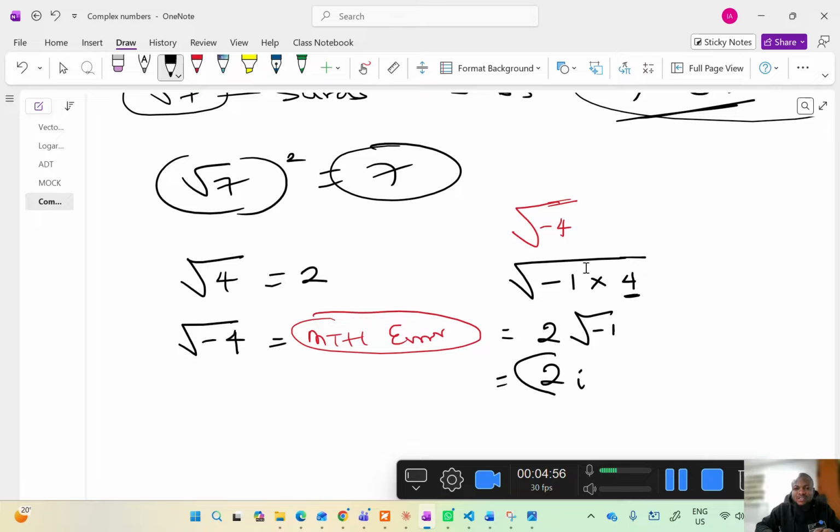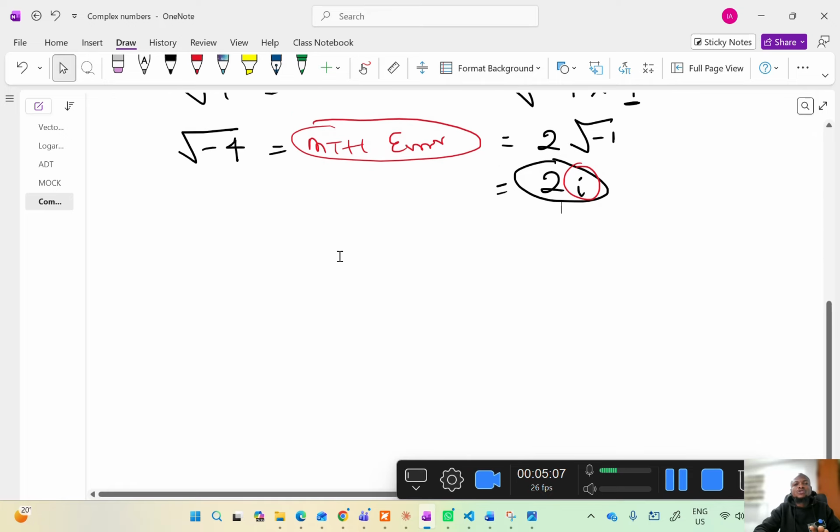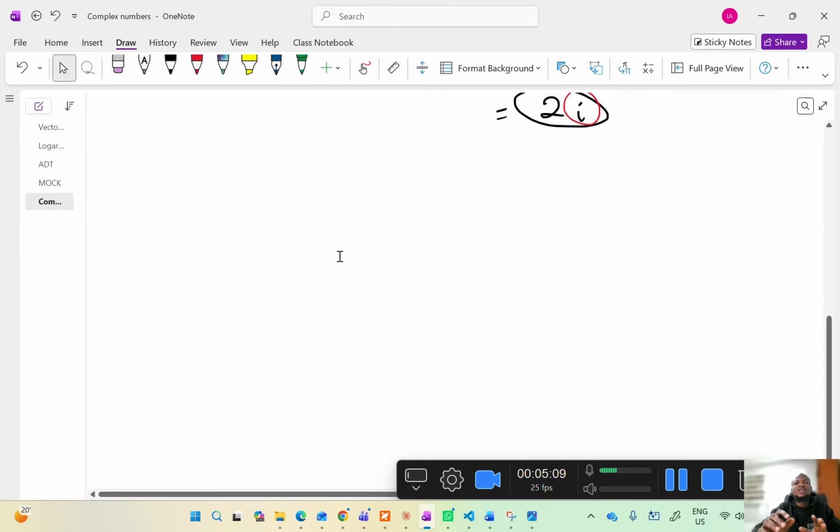So this is the complex number. That i makes it a complex number. I hope this is understood. So now you can understand that there is nothing complex about a complex number. It is just the square root of a negative number that is termed the complex number. I hope this is well understood.